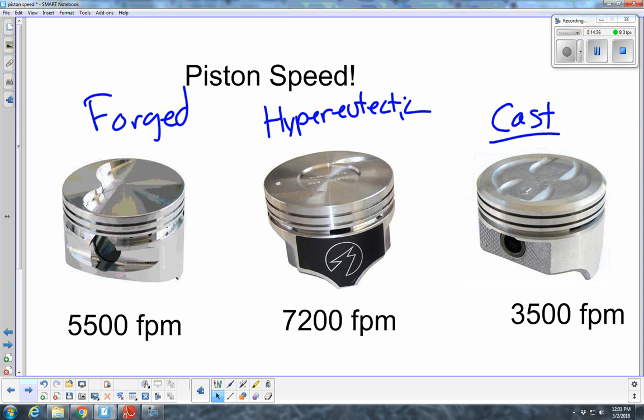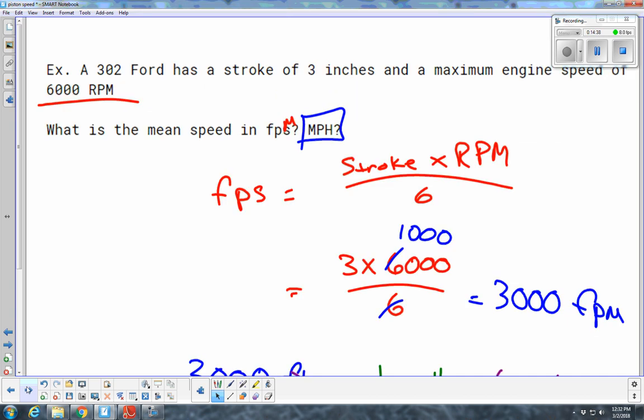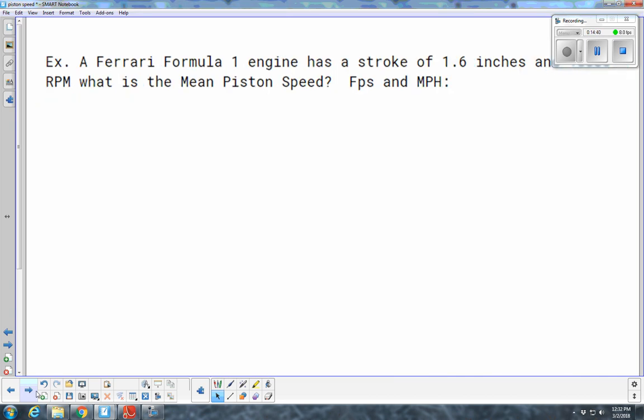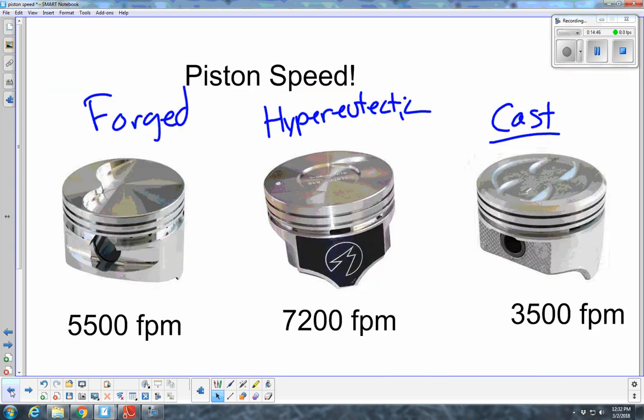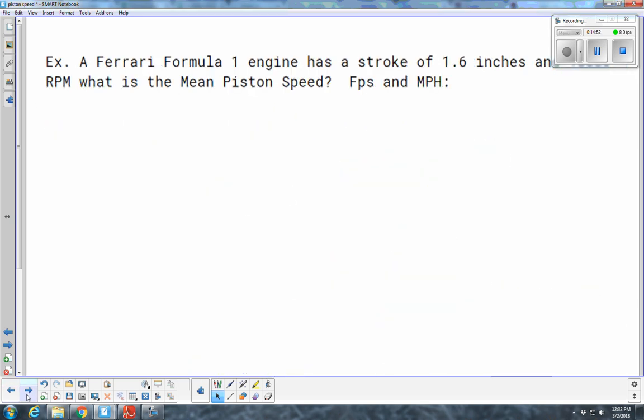So first off, that 302 Ford, it's going at 3,000 feet per minute. Is that okay for his cast pistons? Yeah, he's okay. All right, so let's talk about a Formula One. How fast does a Formula One car go? They're going fast, and they run really high, right? Well, anybody know what their rev limits are?